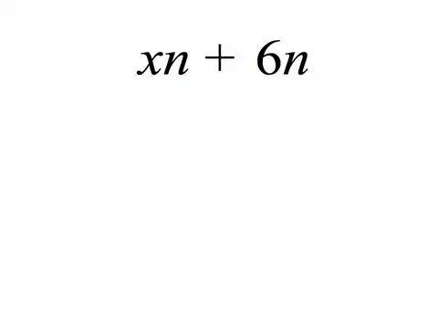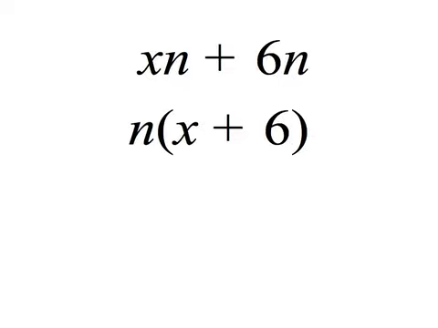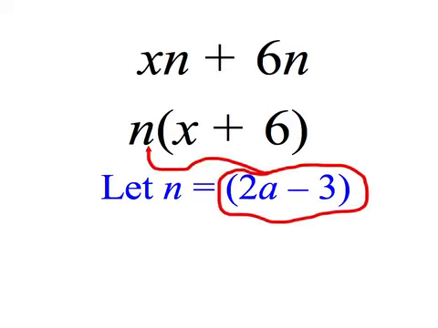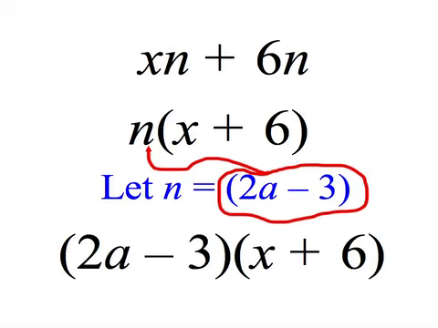Here's a binomial, x times n plus 6 times n. Each of the two terms has the common factor of n, so we'll factor that out, and we'll get n times the quantity x plus 6. But we could let n stand for another quantity, 2a minus 3 in this case, and we'll substitute the 2a minus 3 in for n, and now we'll get a binomial, 2a minus 3, times another binomial, x plus 6.